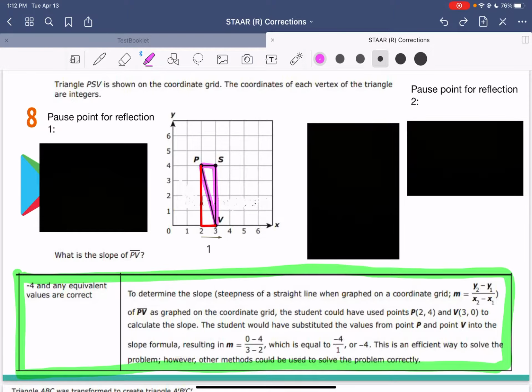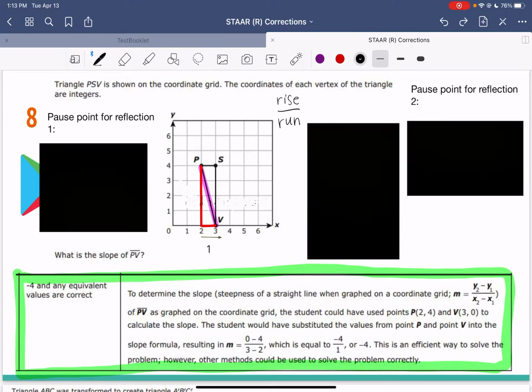And the question is, what is the slope of PV? So I'm going to go ahead and just highlight where we're looking for. So we're looking for the slope, which is another word for rise over run, and that's mostly when we're looking at a line specifically on a coordinate grid. It's the easiest way to find the slope.